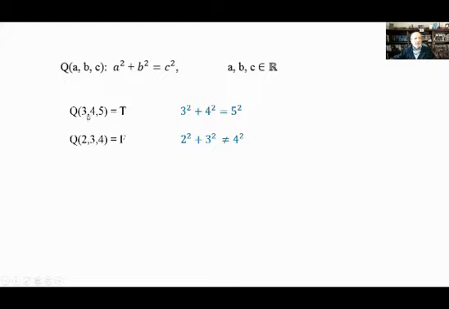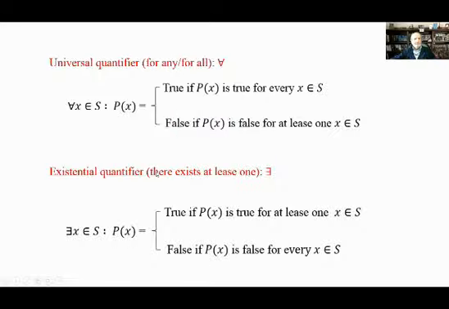Here's another example. Q(a, b, c) is a squared plus b squared equals c squared, and a, b, c are real numbers. Now you see Q(3, 4, 5) is true because 3 squared plus 4 squared equals 5 squared, 9 plus 16 equals 25. While Q(2, 3, 4) is false, 2 to the power 2 plus 3 to the power 2 is not equal to 4 to the power 2.